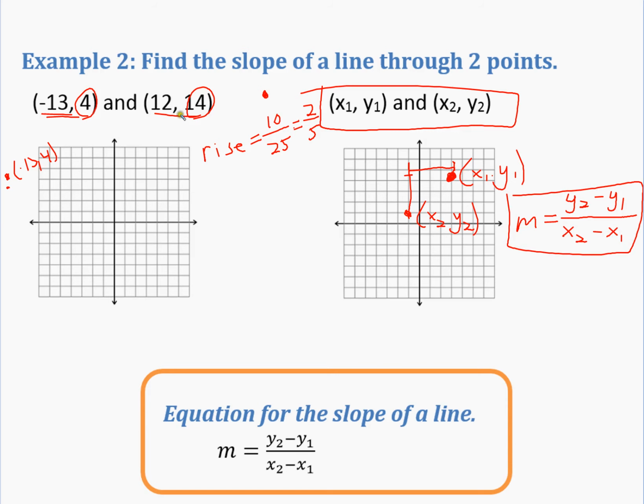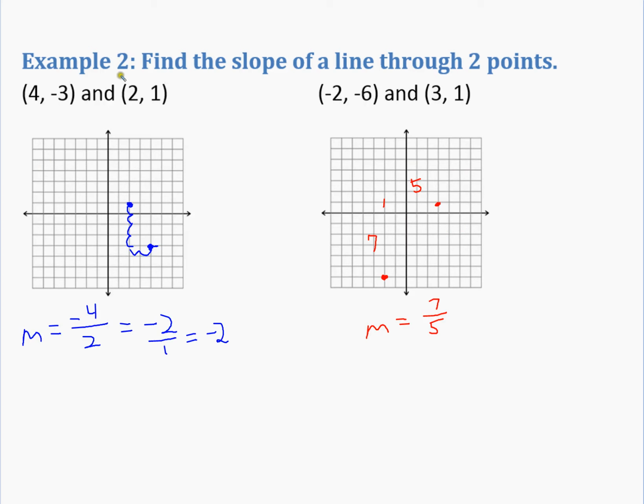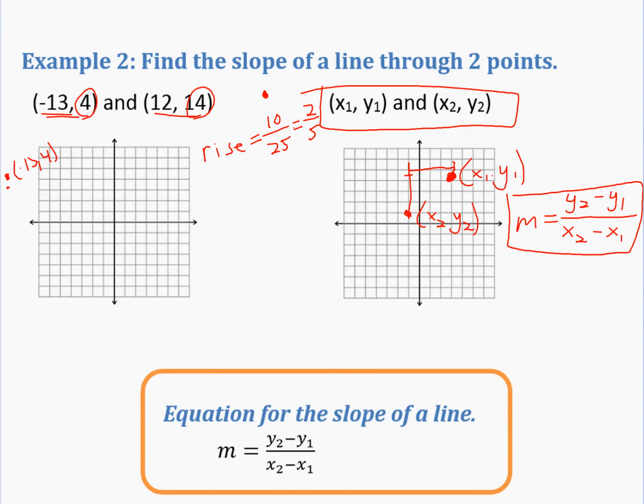We don't always have to graph it. The previous two examples, these two examples, it was pretty easy because they fit on a nice simple graph and we could count it off. But when we got to this example here, this wasn't as easy to graph and work with. So we actually can use this formula, which you need to memorize. That slope, m, is y sub 2 minus y sub 1 over x sub 2 minus x sub 1.